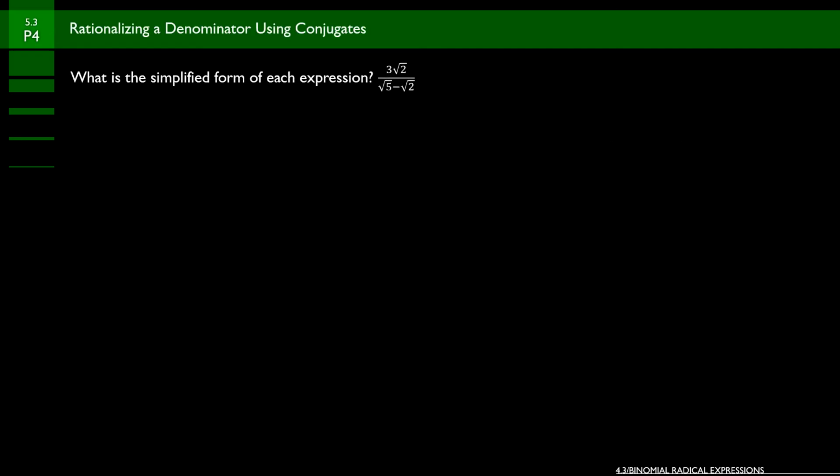Finally, we're going to look at rationalizing a denominator using conjugates. So we've got, what is the simplest form of each expression? 3 square root of 2 over square root of 5 minus square root of 2. So what we're looking at is the denominator. We've got to get rid of those square roots. So the way that we're going to do that is to multiply by the conjugate. The conjugate of square root of 5 minus square root of 2 is square root of 5 plus square root of 2. So across the top in the numerator, we're going to distribute.